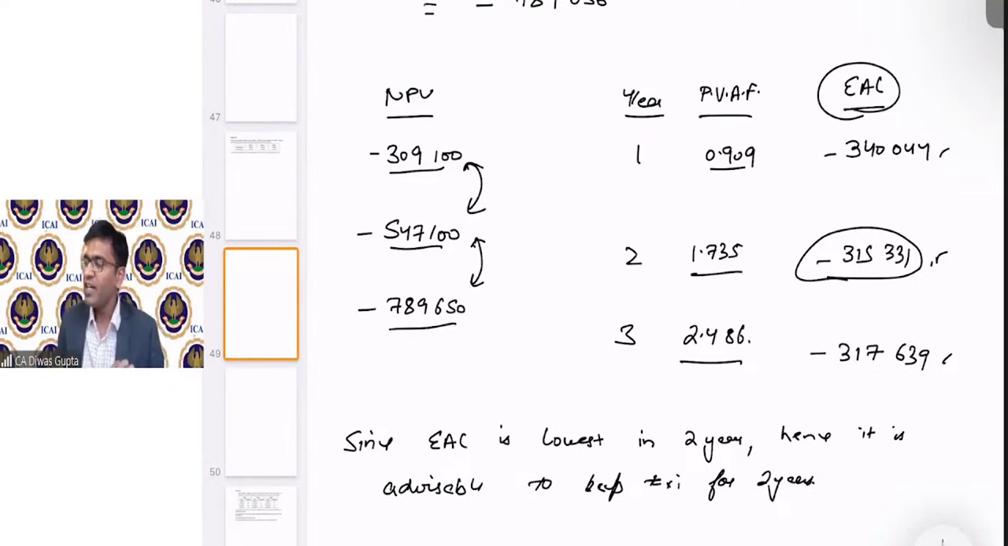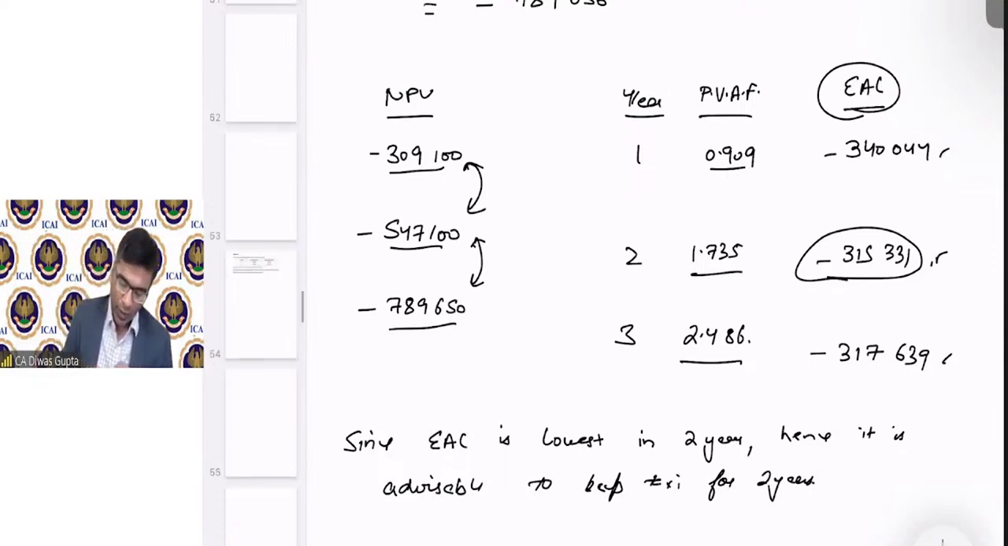Yes, Shruti, PVAF is multiplied if you want to come from future value to present value, right? But in this case, we have present value and we want to go to an annual value. Hence, we are dividing it. Okay, Shruti? Yes. So now let's come back to some of the MCQs.